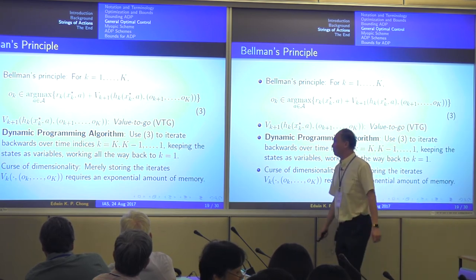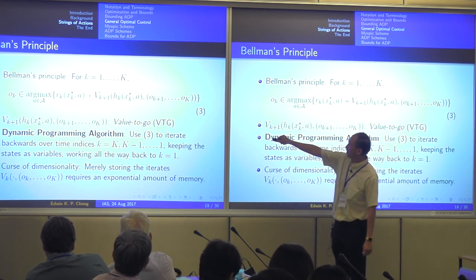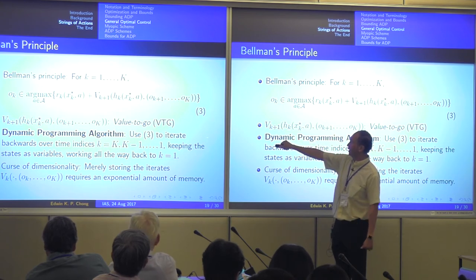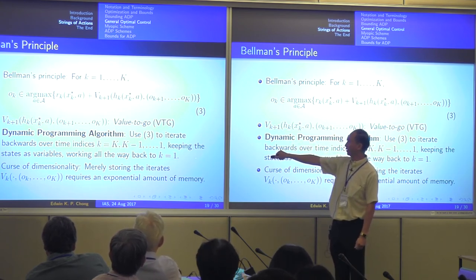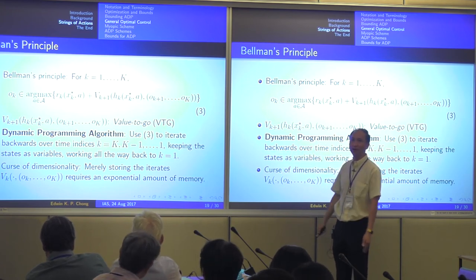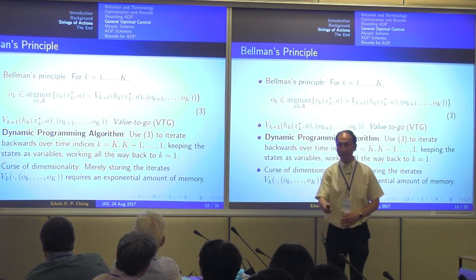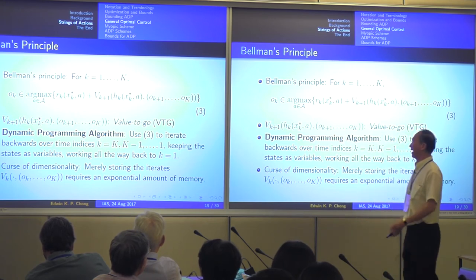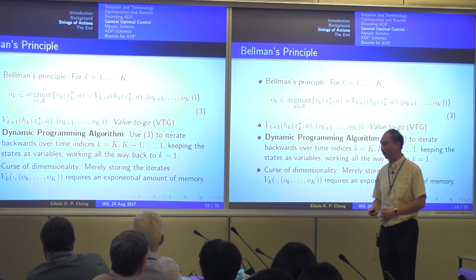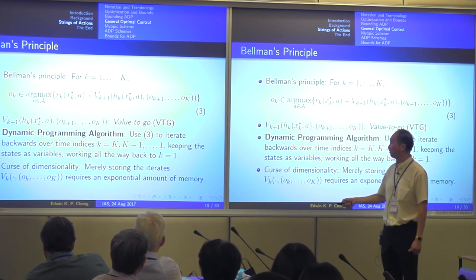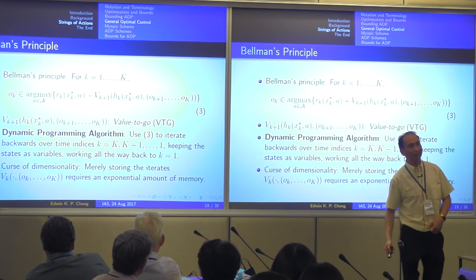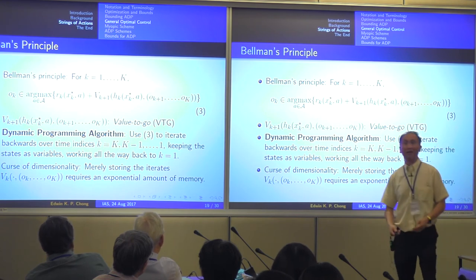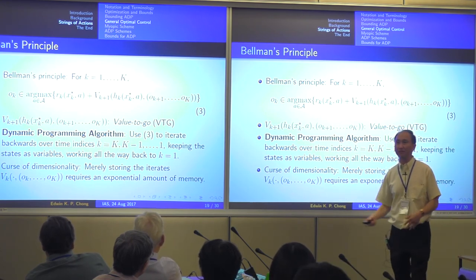All right, now dynamic programming uses this kind of thing to iterate backwards over time, keeping the states as variables and working all the way back to k equals 1, as described by Sheeran's talk this morning. Now, of course, you can't actually do this in many practical problems because merely storing the iterates requires an exponential amount of memory. So even if you could do it, it's an extremely expensive thing to do.